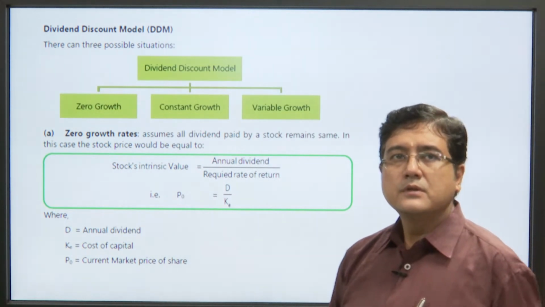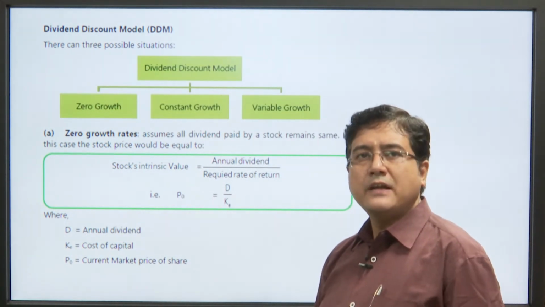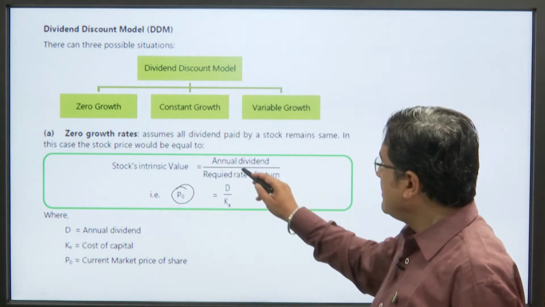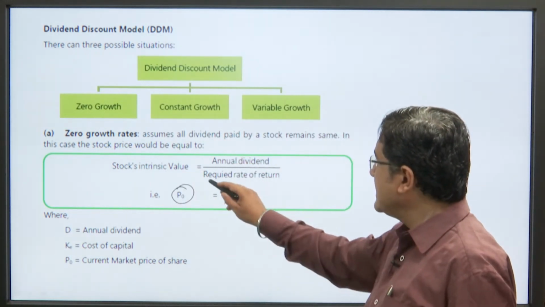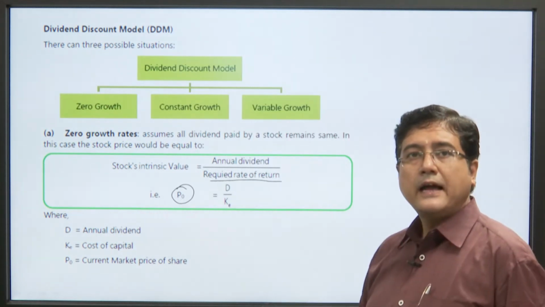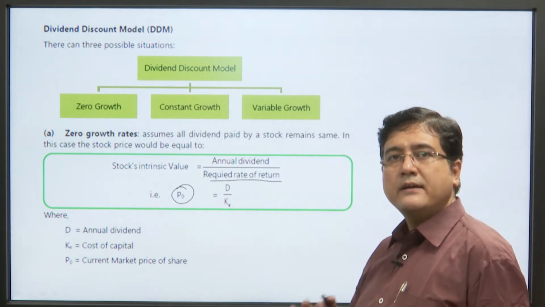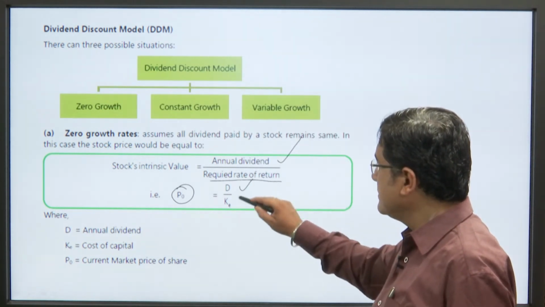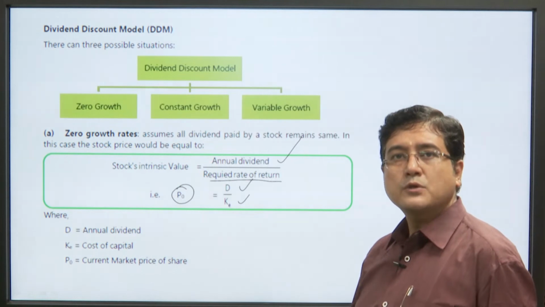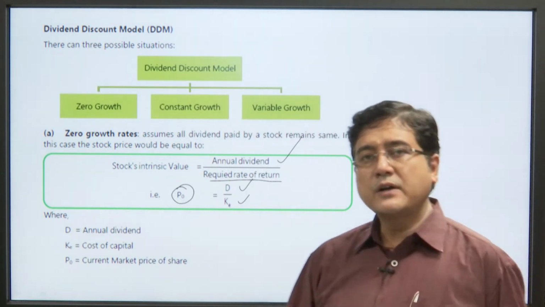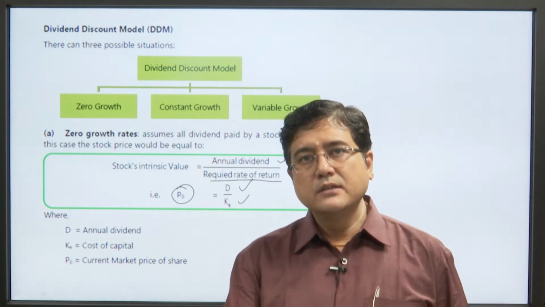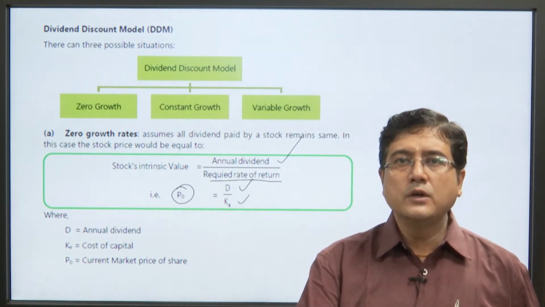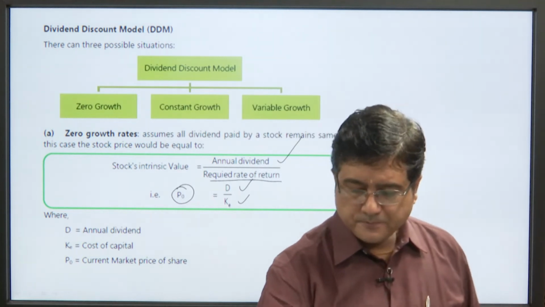So, the stock's intrinsic value, the price, is the annual dividend divided by the required rate of return. Here the required rate of return, Ke, is also known as the cost of equity. So, the cost of equity and D, only 2 things are to be considered.